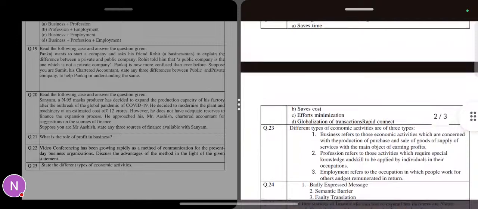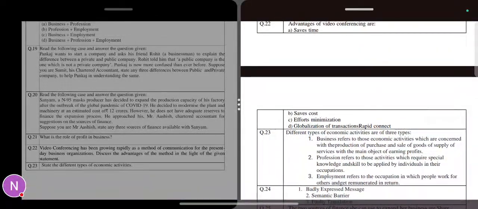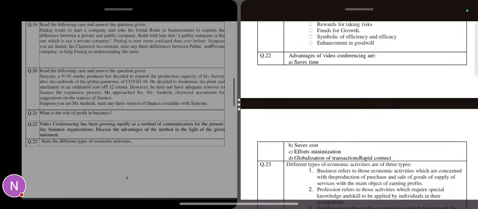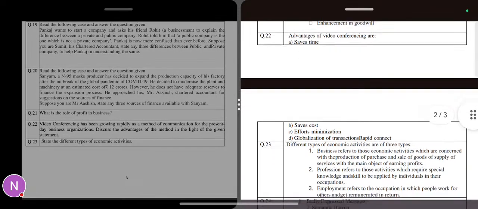Now, video conferencing has been growing rapidly as a method of communication for the present day business organization. Discuss the advantages of the method in the light of the given statement. So, advantages of video conferencing are saves time, saves cost and efforts, minimization, globalization of transactions, rapid connect. Next, 23rd question, state the different types of economic activities.